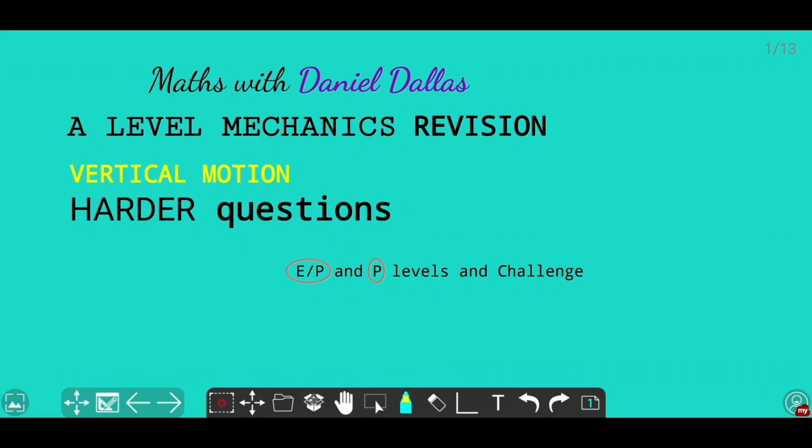This is a revision on vertical motion under the force of gravity. It's all about point particles, different objects that you can consider as point masses, where the mass is concentrated at a point, so any rotational effects can be neglected and we consider only translational motion. We're going to go through harder questions, EP and P level, also challenging questions.